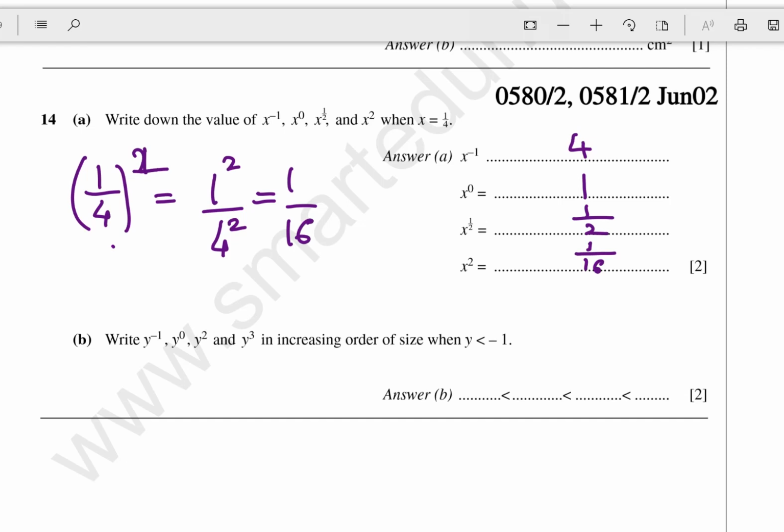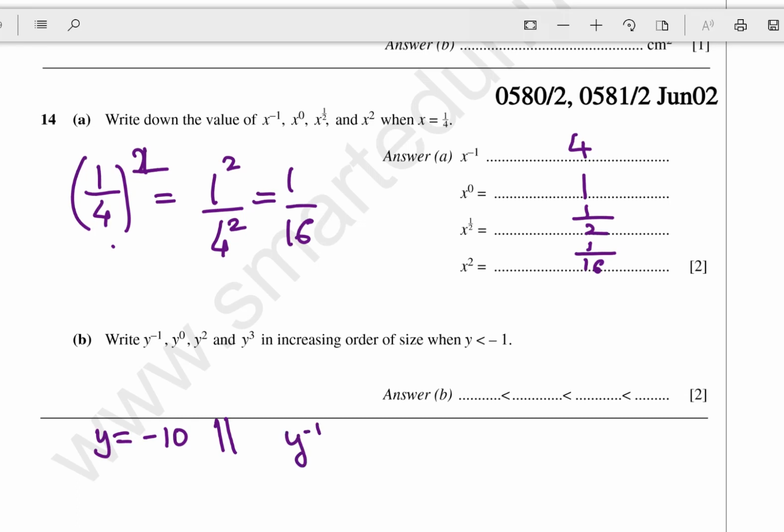Then they are telling you, write y raised to minus 1, y raised to 0, y raised to 2 and y raised to 3 in the increasing order of the size when y is less than minus 1. So if they're telling you y is less than minus 1, we'll take y as being what? I can take y as being minus 10. So suppose I take y is equal to minus 10. Why am I taking a number? I need to actually compare these. So if I take a number, it becomes easier.